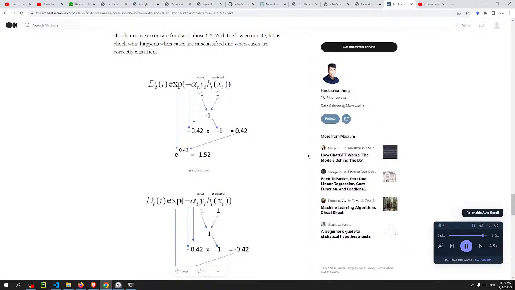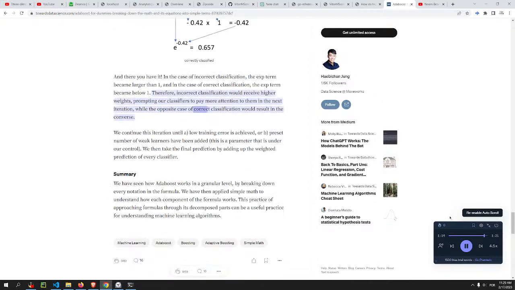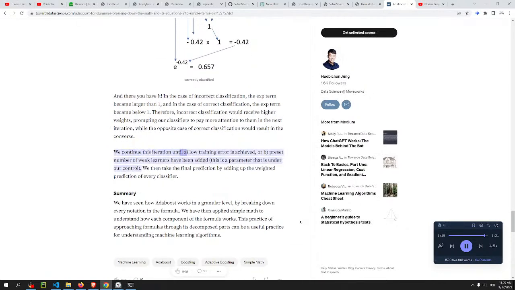In the case of incorrect classification, the exp term became larger than 1, and in the case of correct classification, the exp term became below 1. Therefore, incorrect classification would receive higher weights, prompting our classifiers to pay more attention to them in the next iteration, while the opposite case of correct classification would result in the converse. We continue this iteration until a) a low training error is achieved, or b) a preset number of weak learners have been added. This is a parameter that is under our control.